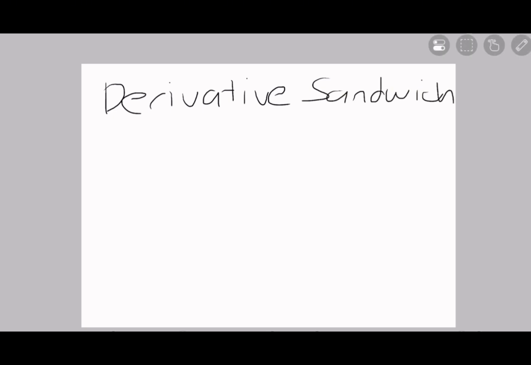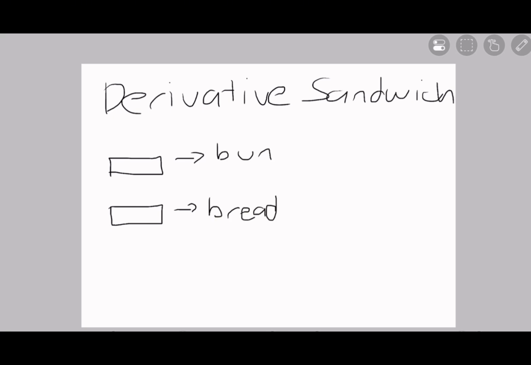A helpful way to remember this derivative rule is you can think of it like a sandwich. You have a derivative sandwich. If we imagine we have a sandwich, I'm going to make a sandwich right here. This is your bun, or the bread, whichever you want to call it. I'm going to put both. And inside would be probably meat. So I'll just say these are both meat.